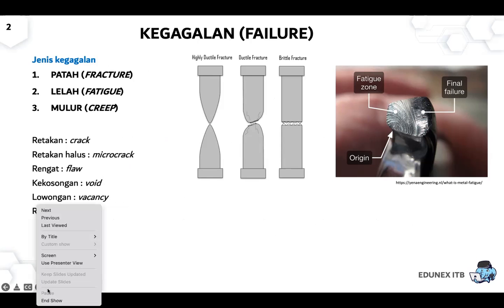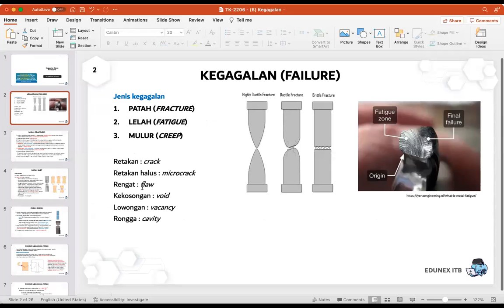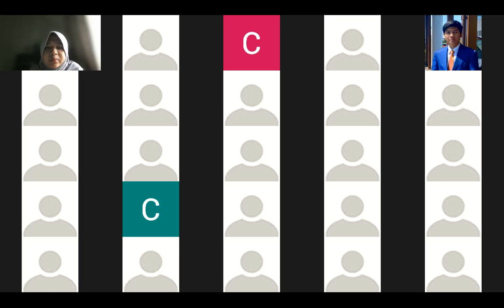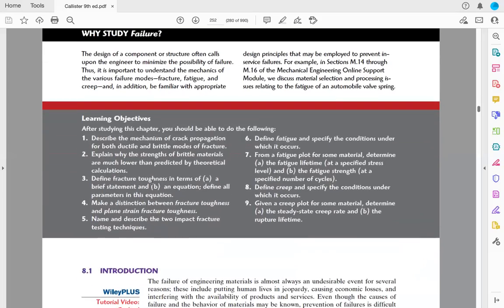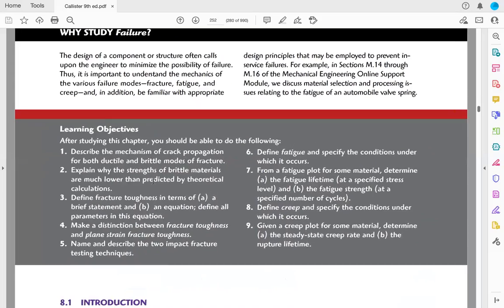This is some in Indonesian, so I think it's better if I explain with the book. After studying this chapter, you should be able to describe crack propagation.